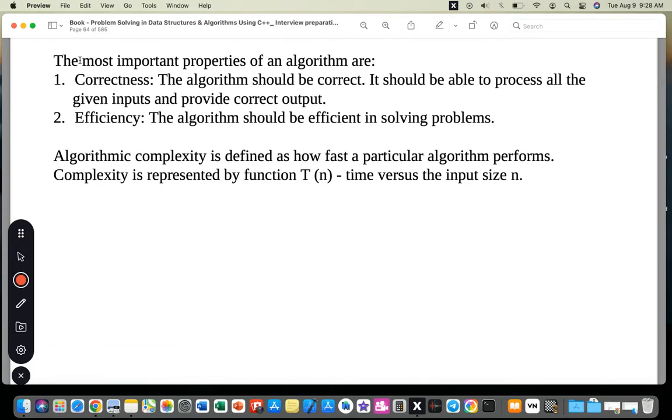The most important properties of an algorithm are correctness. The algorithm should be correct. It should be able to process all the given inputs and provide correct output. Efficiency. The algorithm should be efficient in solving problems. Algorithmic complexity is defined as how fast a particular algorithm performs. Complexity is represented by a function of n, time versus the input size n.